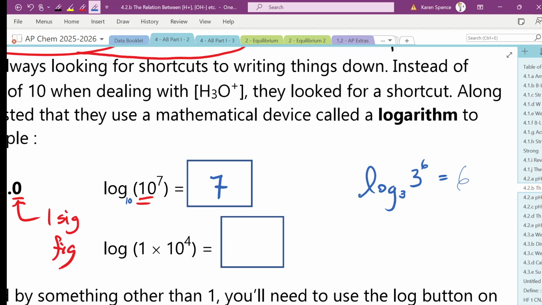This is different. It's just like, yeah.